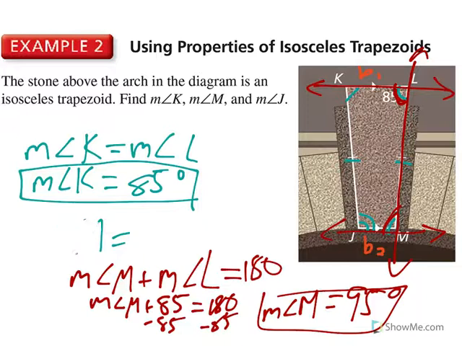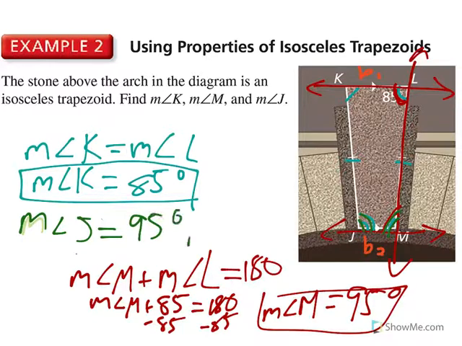And then the last one it asked me for is the measure of angle J. My measure of angle J is another base angle. Remember, earlier we marked these with the same amount of marks because the measure of angle J is the same as the other base angle. So if M is 95, that means J is going to be 95.